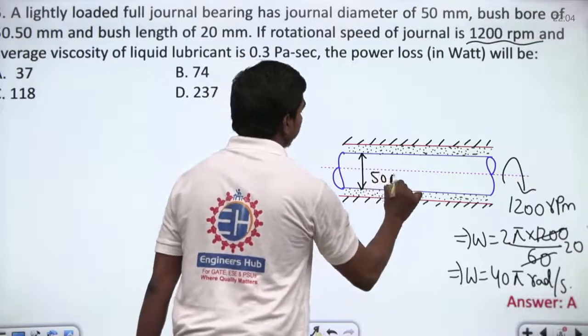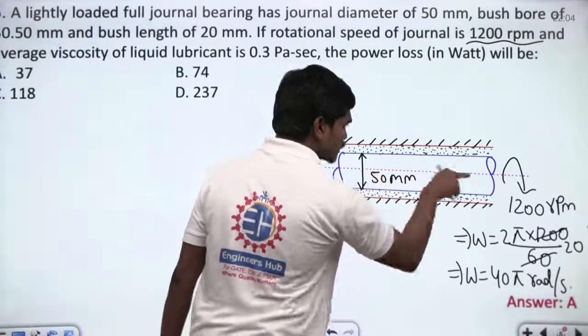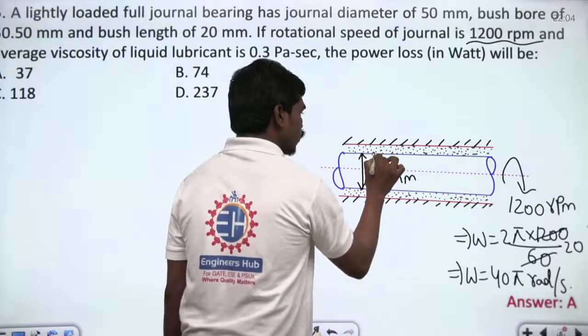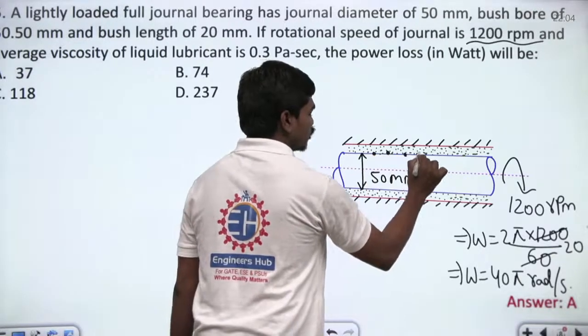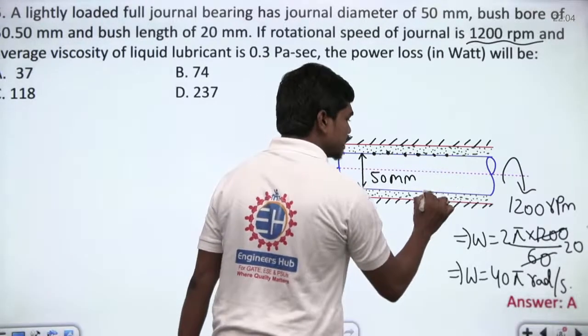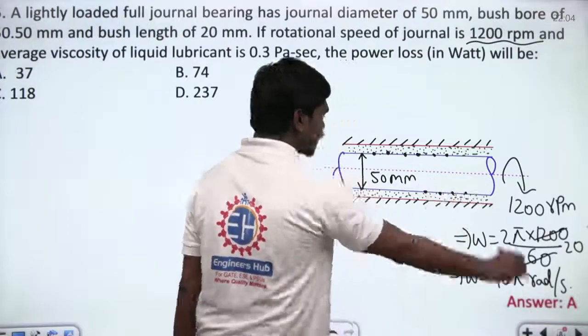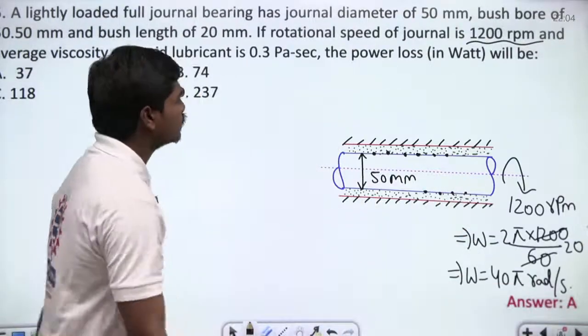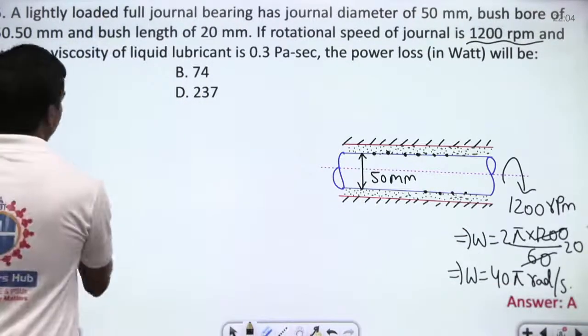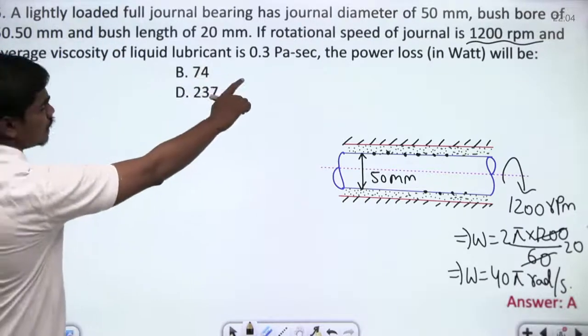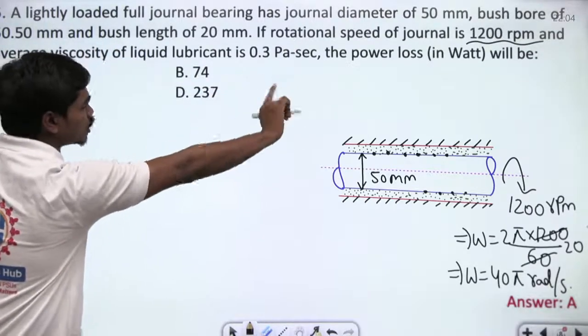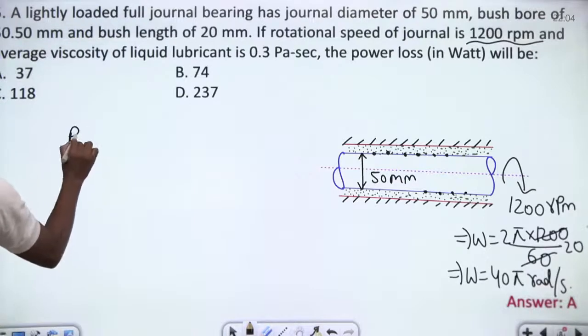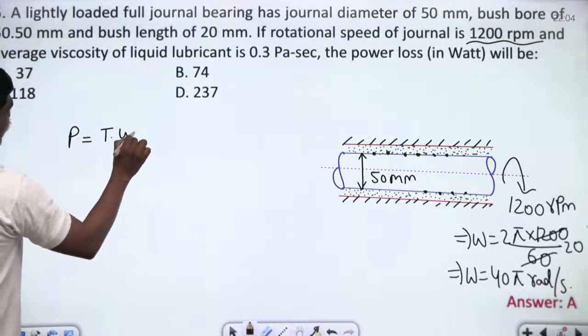You can see carefully, the shaft is rotating about this axis, and every point of fluid-solid contact is equidistant from this reference, correct? So we need not do any integrations. Fine. This is the case. So if you want to write the expression for the power loss, power is nothing but torque into angular velocity, correct?